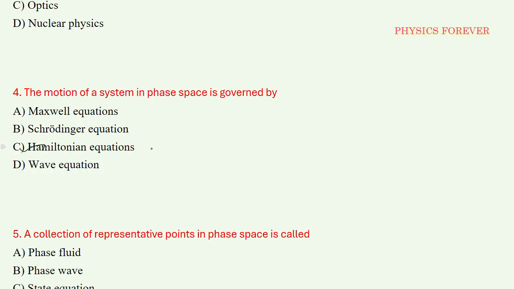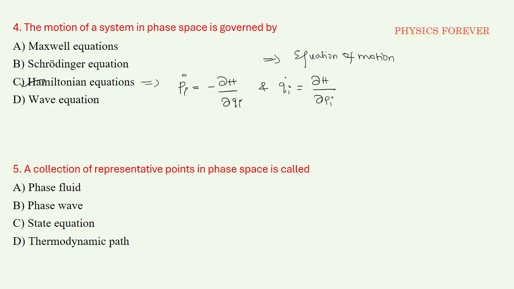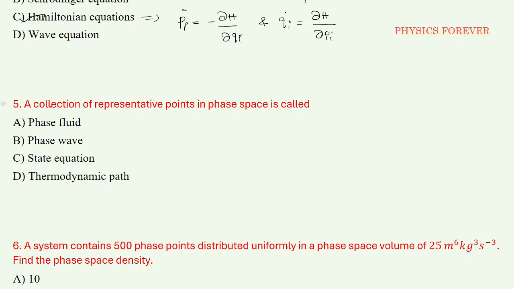The Hamiltonian equations, sometimes you may already know them. What is the Hamiltonian equation of motion? Pi dot is equal to minus dou H by dou Qi, and similarly Qi dot is equal to dou H by dou Pi. Sometimes they ask this. This is the Hamiltonian equation of motion.